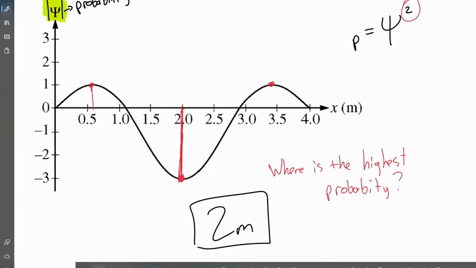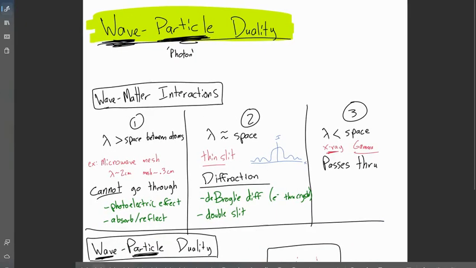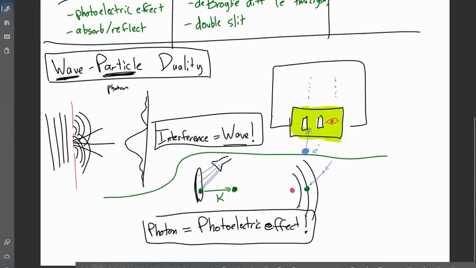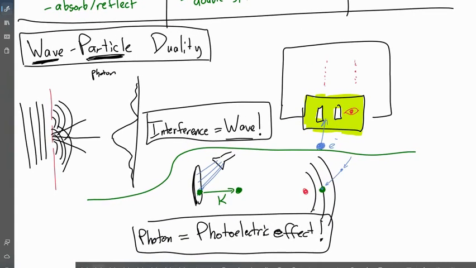The real point of this video is wave-particle duality. Wave-matter interactions: if you can remember the 3 types of wave-matter interactions, it just depends on whether the lambda is bigger than the space it has, about the same as the space it has, or smaller than the space it has. The other thing is wave-particle duality. When is light confirmed to be a wave? That's interference. When is light confirmed to be a photon? That's anytime you get something like a photoelectric effect, where electrons jump out of the atom.